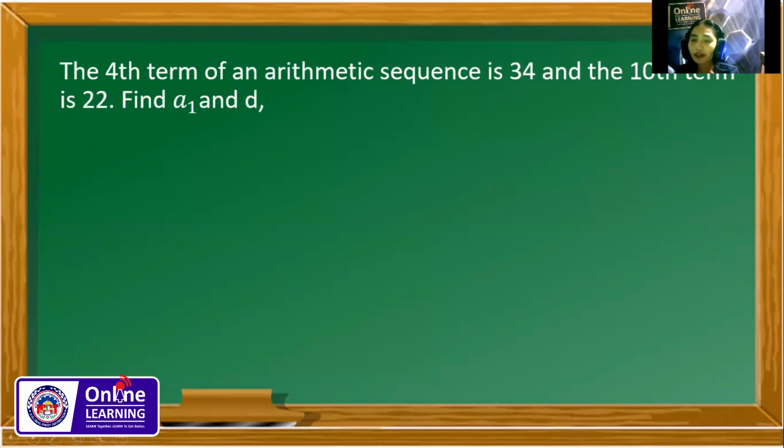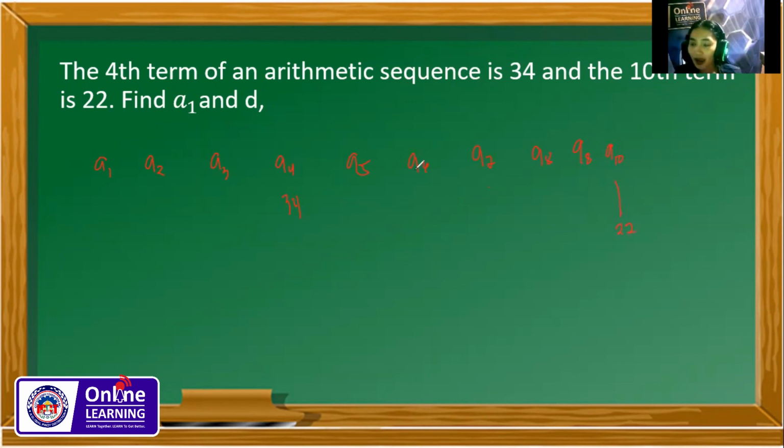Okay, the fourth term of an arithmetic sequence is 34 and the 10th term is 22. Find a sub 1 and the difference d. So ngayon, meron kang given na pang fourth term. So example, fourth term. So sabihin na natin ito yung a sub 1 mo, a sub 2, a sub 3, a sub 4, a sub 5. Yung fourth term natin is 34. A5, A6, A7, A8, A9. Then, A10. Ngayon, ang pang 10 mo daw is 22.